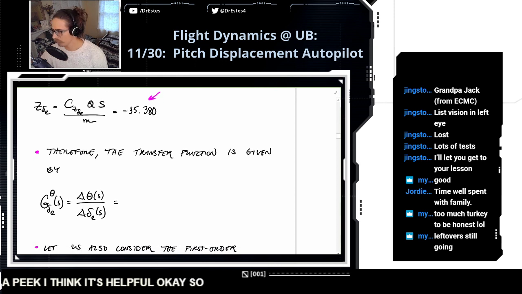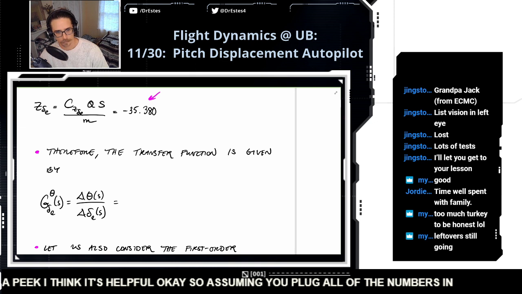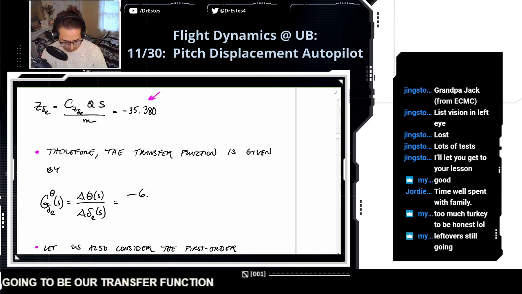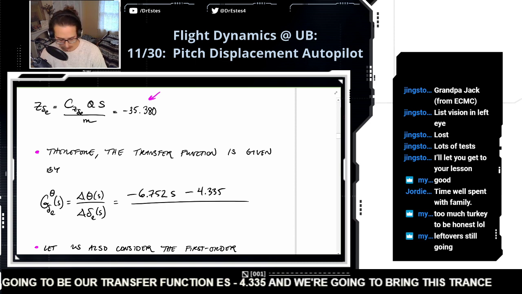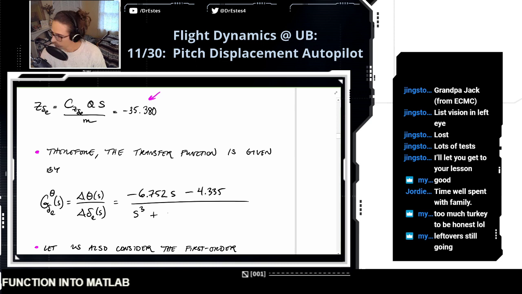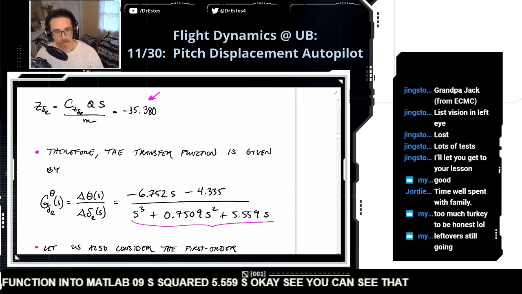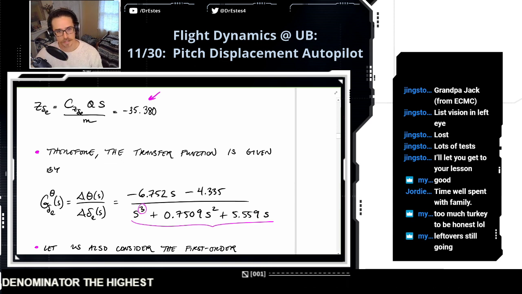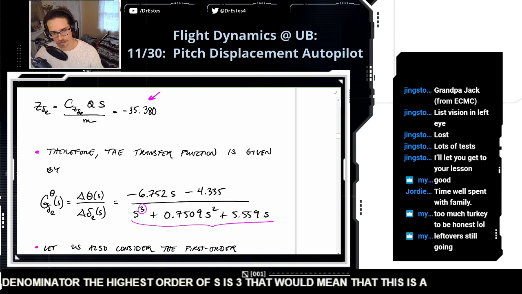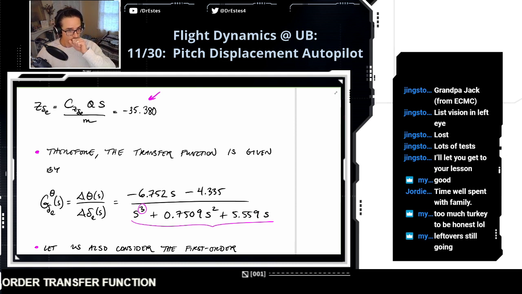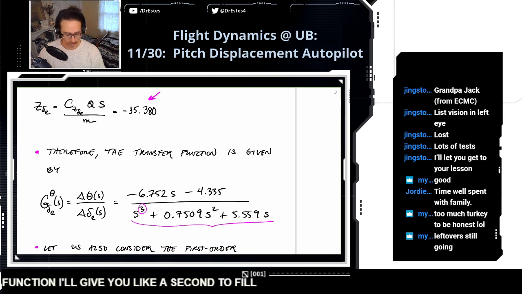Okay, so assuming you plug all of the numbers in, this is going to be our transfer function. S minus 4.335. And we're going to bring this transfer function into MATLAB. 0.7509 s squared, 5.559 s. Okay, so you can see that from the denominator, the highest order of s is 3. That would mean that this is a third order transfer function. I'll give you a second to finish writing this, and then we're going to go right over to MATLAB and define this transfer function.